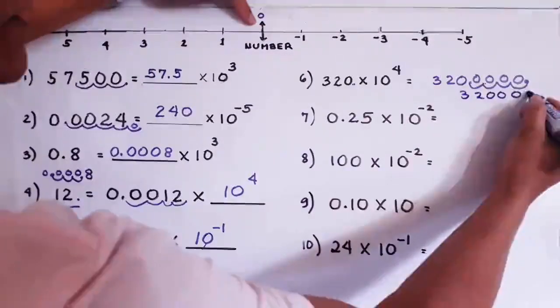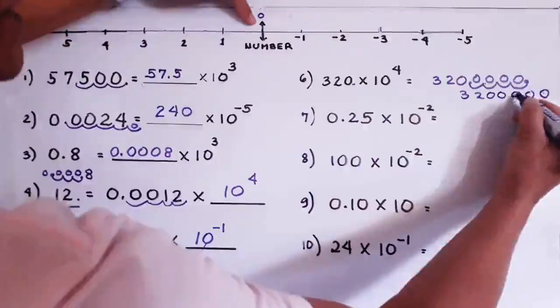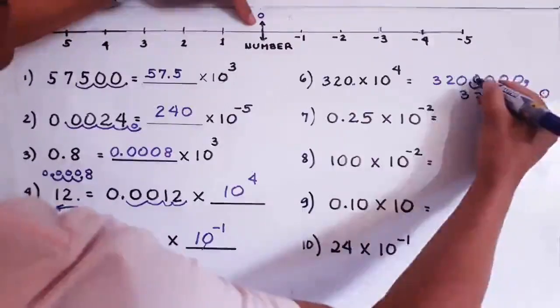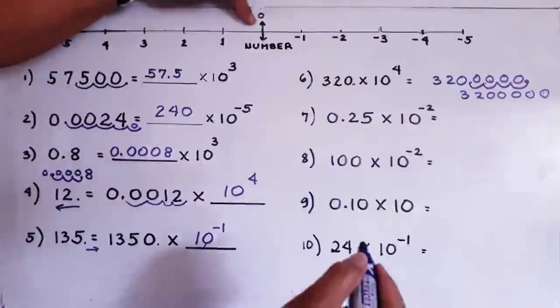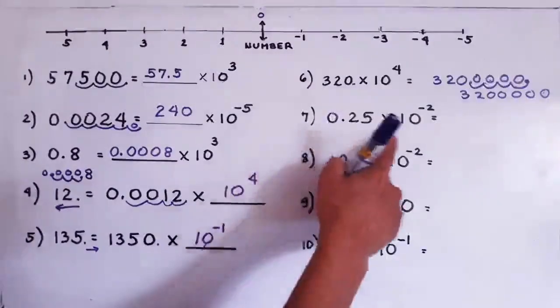So our answer is 3,200,000. 1, 2, 3, 4, 5. So 3,200,000. Okay, number 7. Negative 2.